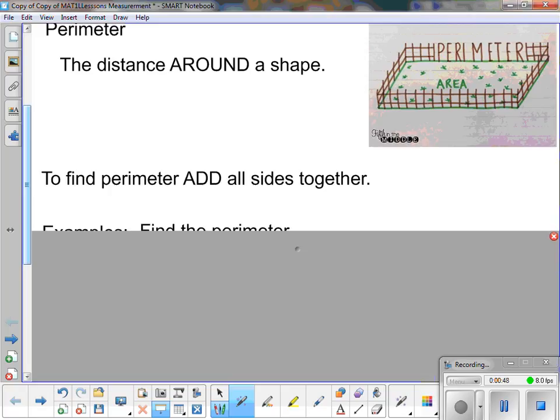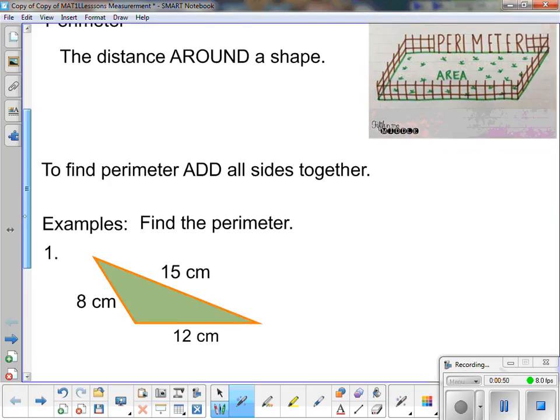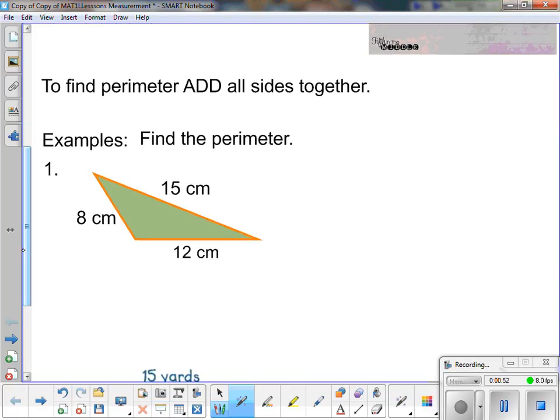As I said, you've seen this before, so we're not going to spend tons of time on today's lesson. So examples. The first asks us to find the perimeter. And you can see that the shape that we have is a triangle. So it has 3 sides. So that means I'm going to be adding 3 numbers. So my perimeter is going to equal, in this case, 15 plus 8 plus the 12.